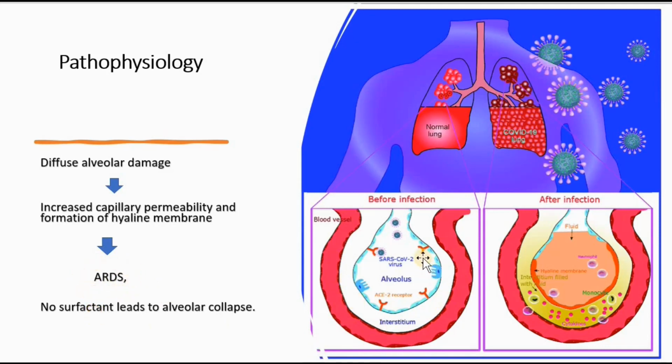In addition to that, the alveolar cells are damaged, so they cannot produce surfactant. What is surfactant? Surfactant is produced by the cells, and it prevents the alveoli from collapse. So there is no surfactant because the cells are damaged. That finally leads to alveolar collapse.